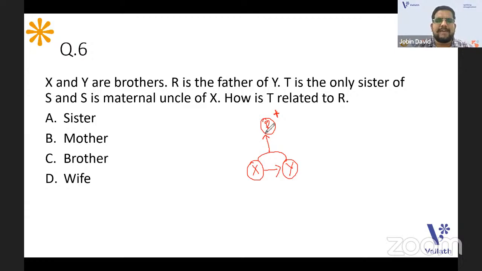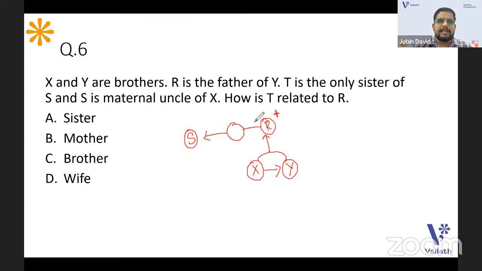T is the only sister of S. Now we don't have any connection between T and S here, so we read the next sentence. S is the maternal uncle of X. Maternal uncle means there will be a person married to R, and that person's brother will be S. Maternal uncle of X means X will have a mother, and that mother's brother will be S.